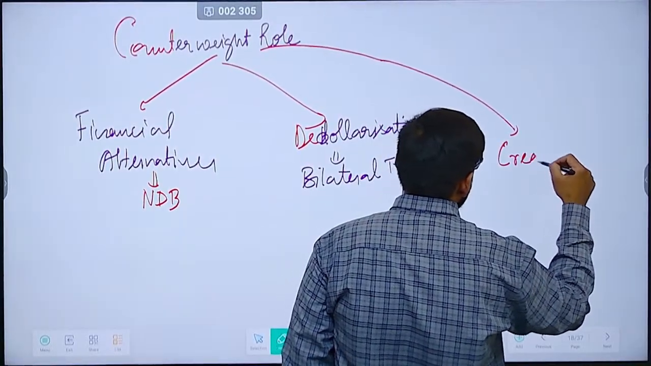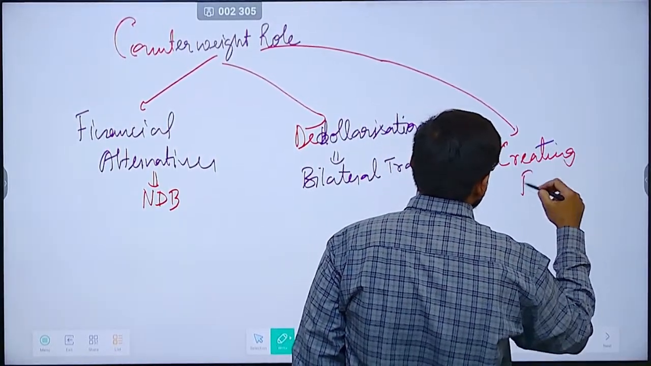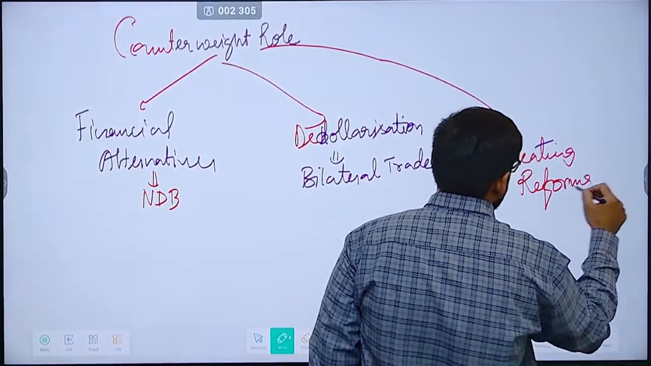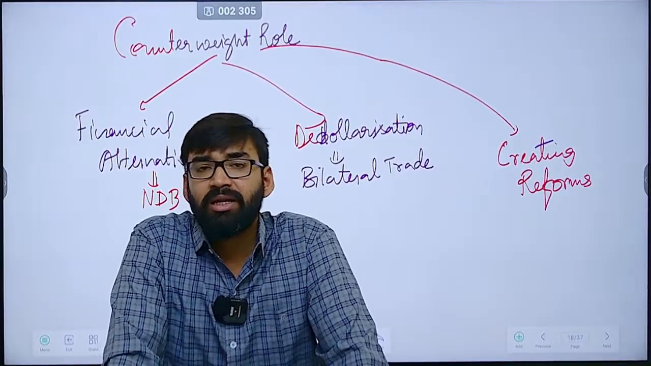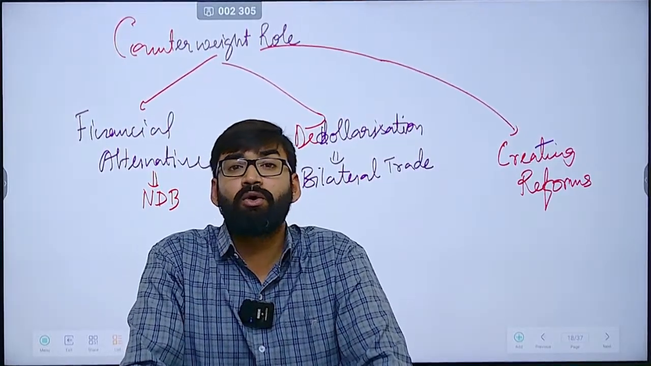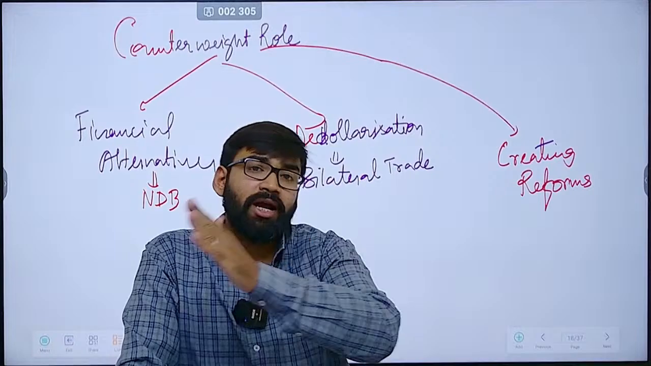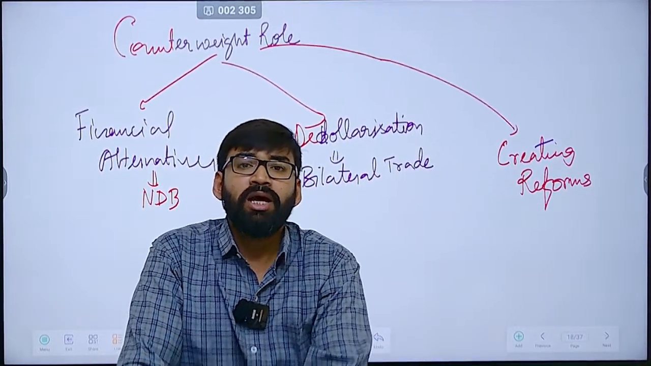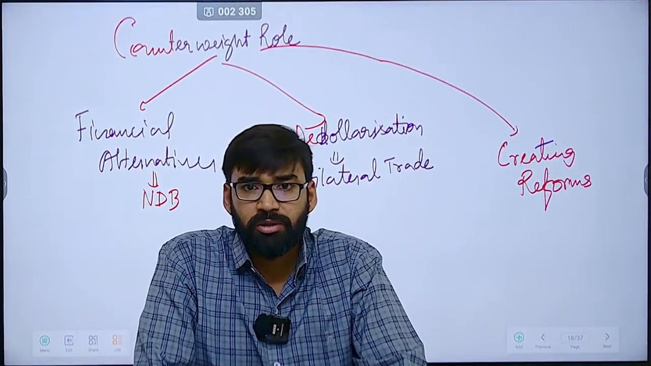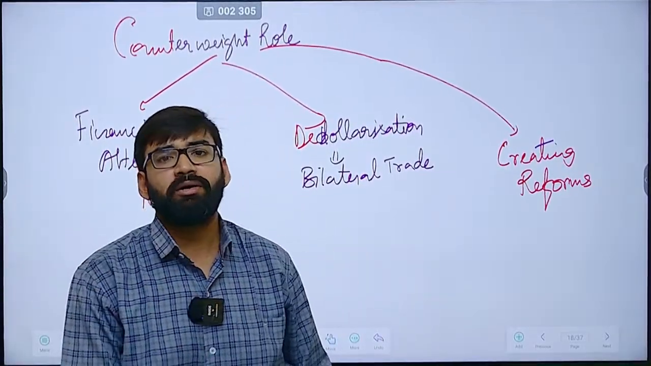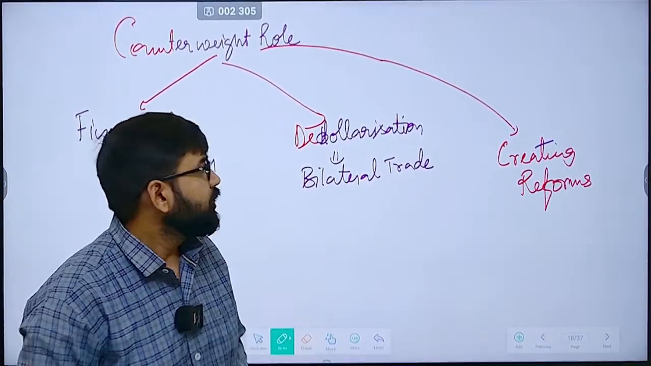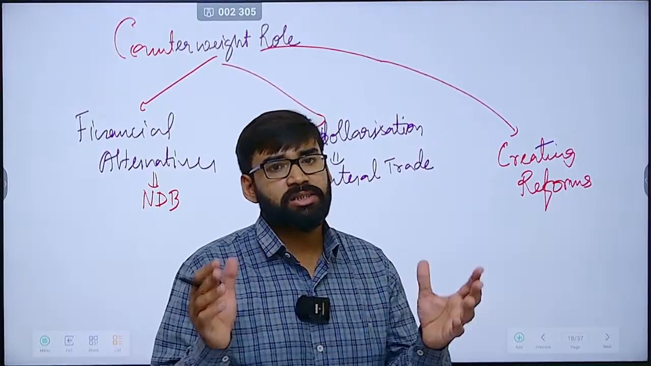Then BRICS also plays a very important role with respect to creating agenda, creating reforms. You can mention reforms. Like in the United Nations Security Council, BRICS countries like India and Brazil are asking for the expansion of United Nations Security Council members and reforms in the United Nations. Clear? So CBDR you can mention, common but differentiated responsibilities. Then you can mention energy security also.